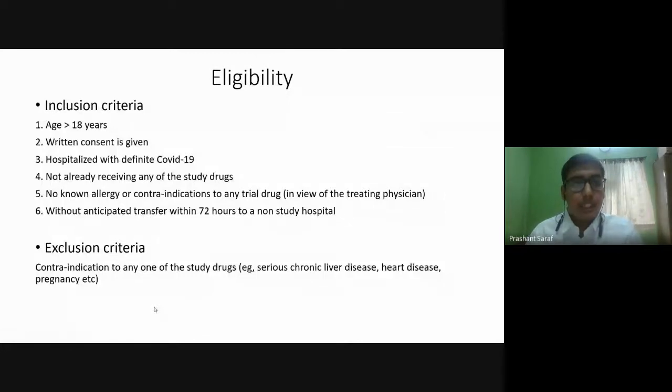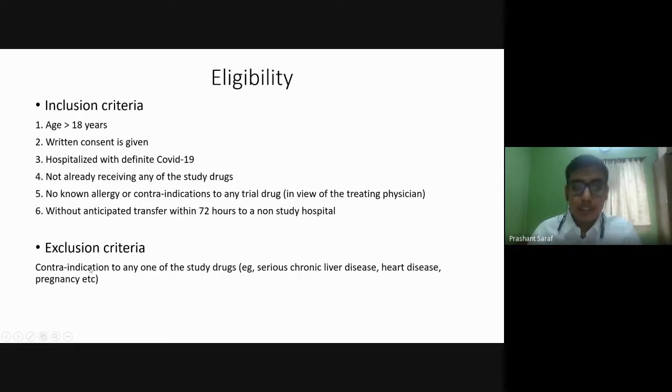Coming to eligibility, the inclusion criteria included that the patient should be older than 18 years and able to give written consent, hospitalized with definite COVID-19, meaning RT-PCR positive, not already receiving any of the study drugs, and with no allergy or contraindications to any of these drugs. And this was in the view of the treating physician. The treating physician was given an important role to deal with any of the conditions of the patient, even if he or she has to stop the drugs given to the patient, because he is responsible for the health of the patient, without anticipated transfer within 72 hours to a non-study hospital. That means the patient is expected to stay for at least 3 days in the same hospital, which is included in the study.